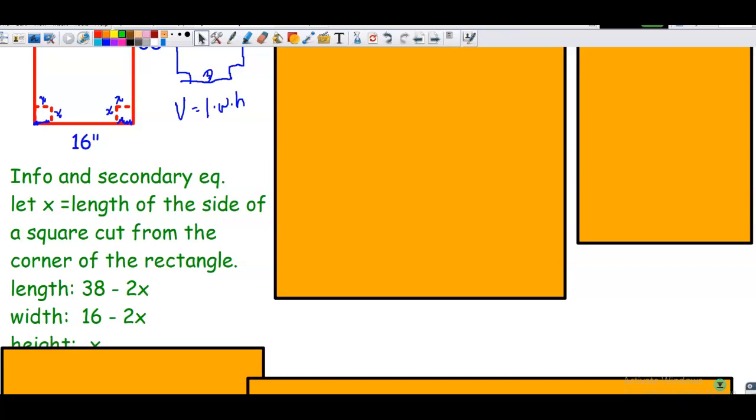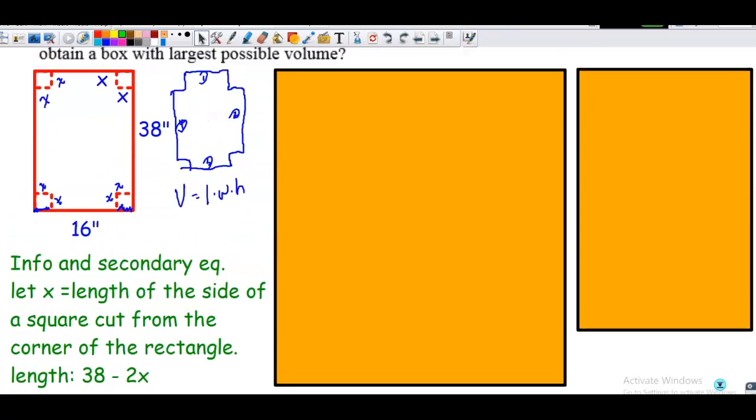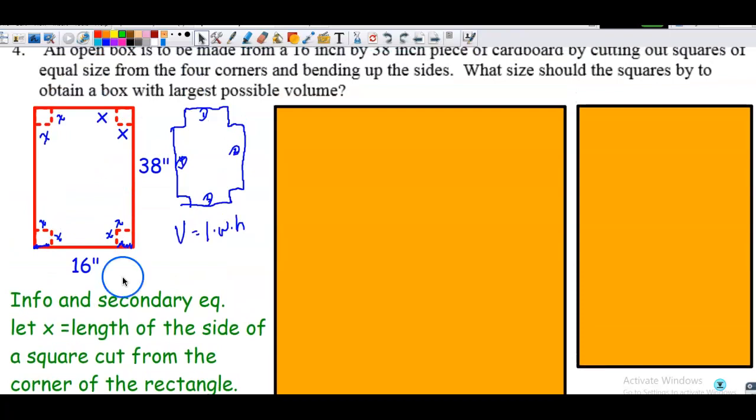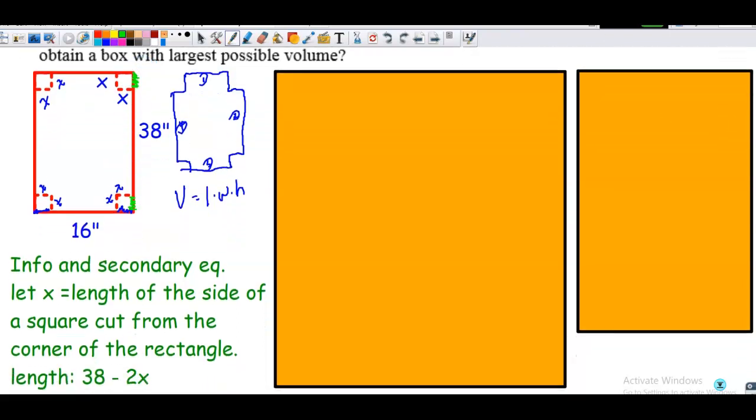And it doesn't matter whether you call it the length or the width. Now the height of the rectangle, or the length, whatever you want to call it, is the 38. So the piece of paper was 38 inches all the way across, but we're cutting out an x on this side, and we're cutting out an x on this side. So that's 38 inches originally. Cut out an x is 38 minus 2x.